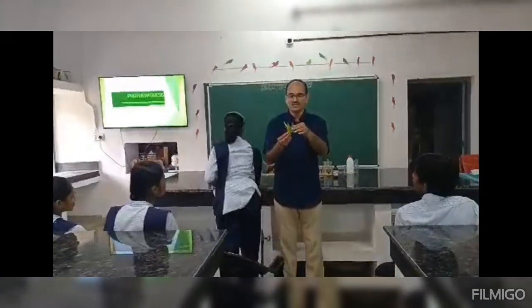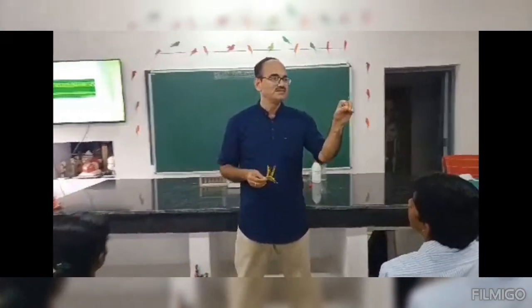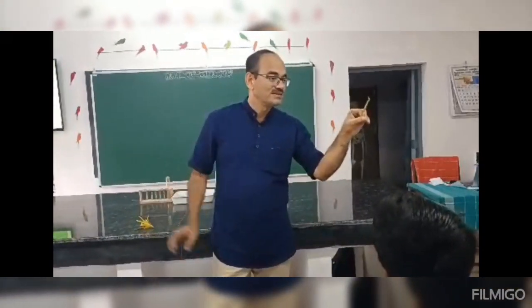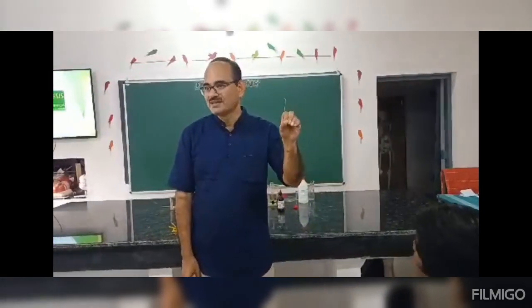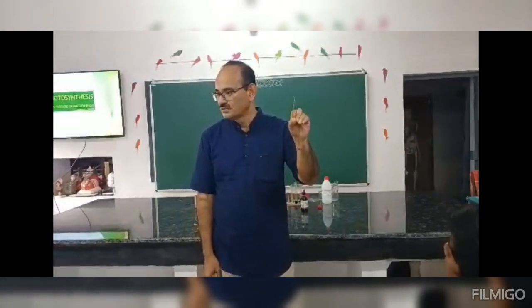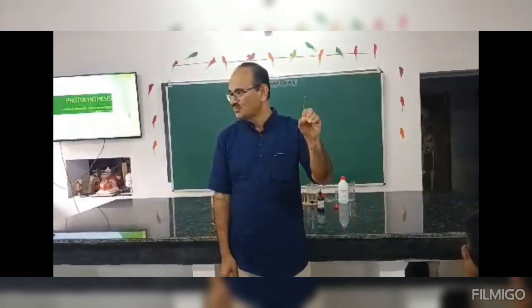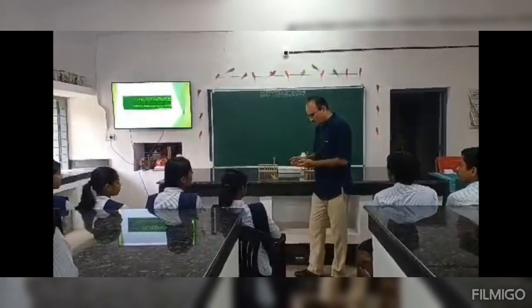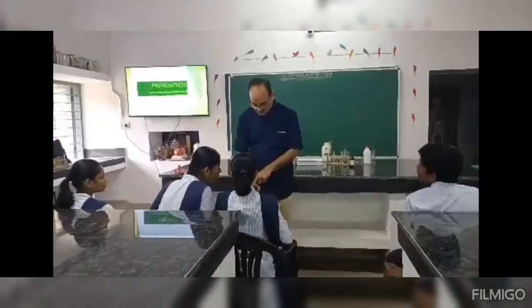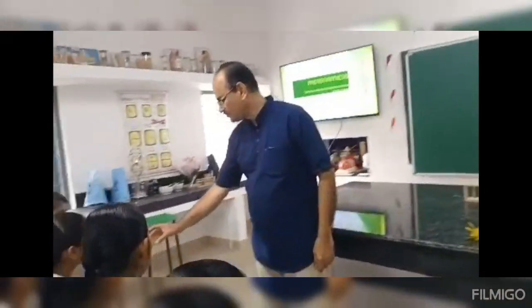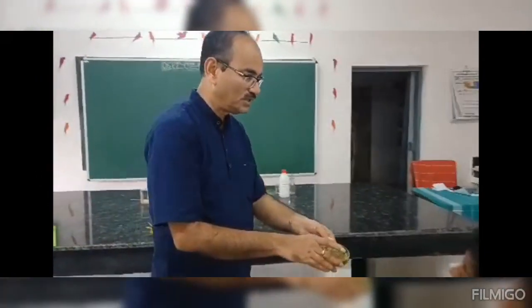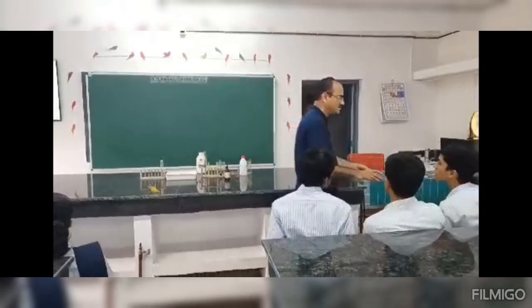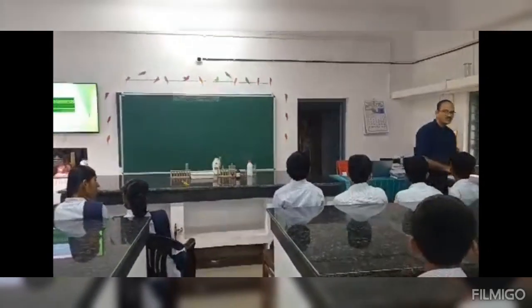Among these, if you do the experiment, where will you get a blue-black color? Wherever green is there. What about the yellow color? It cannot do photosynthesis. So like this, we should plan the experiment and find out. See, it has become blue-black in these portions, with iodine. So this experiment proves that starch is produced during photosynthesis.